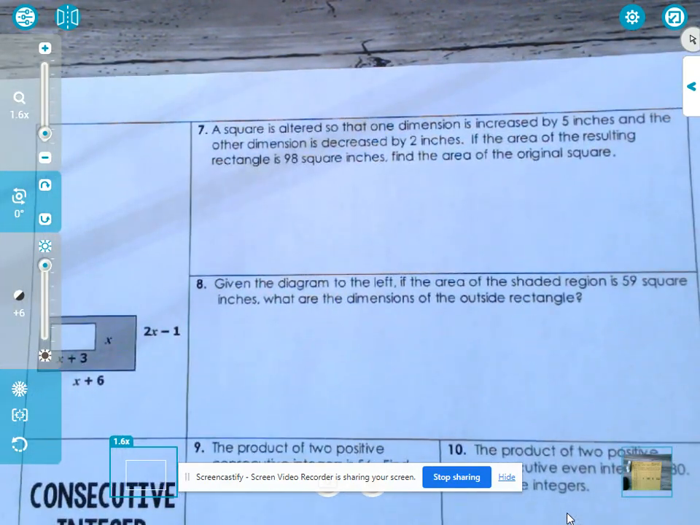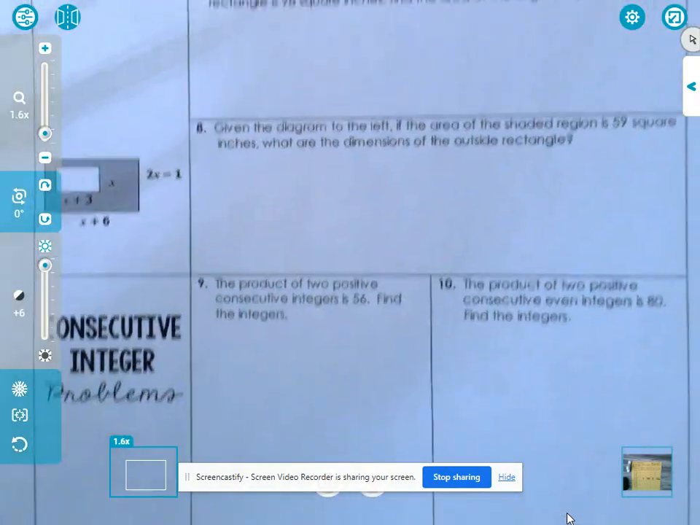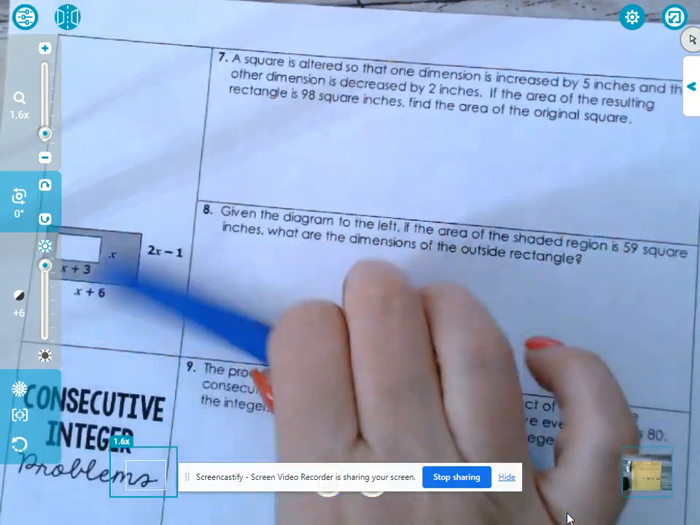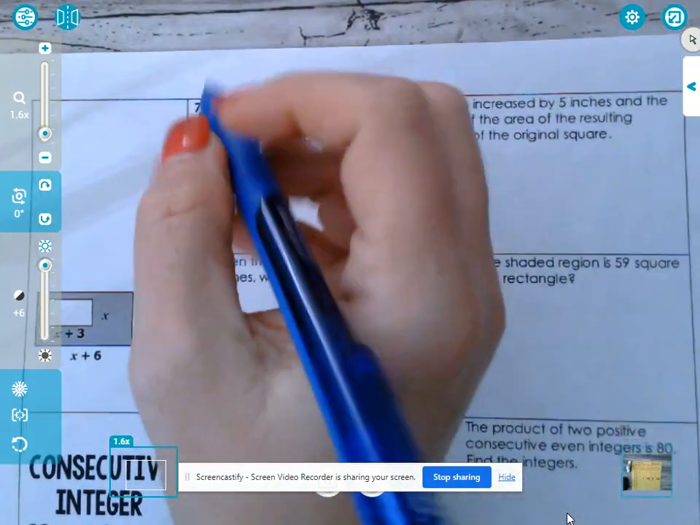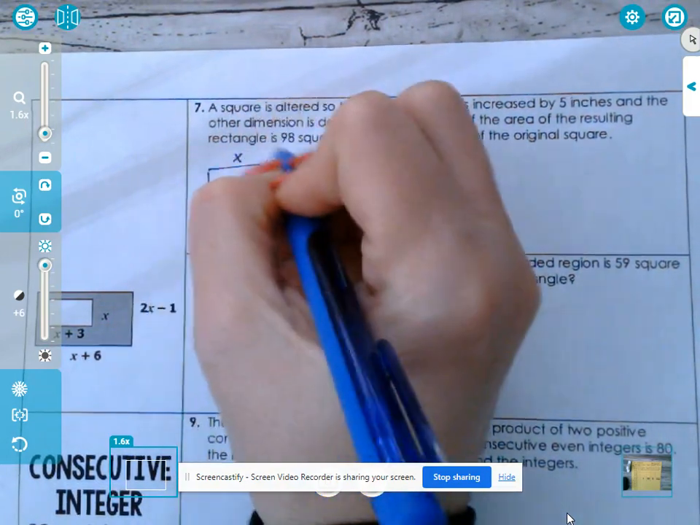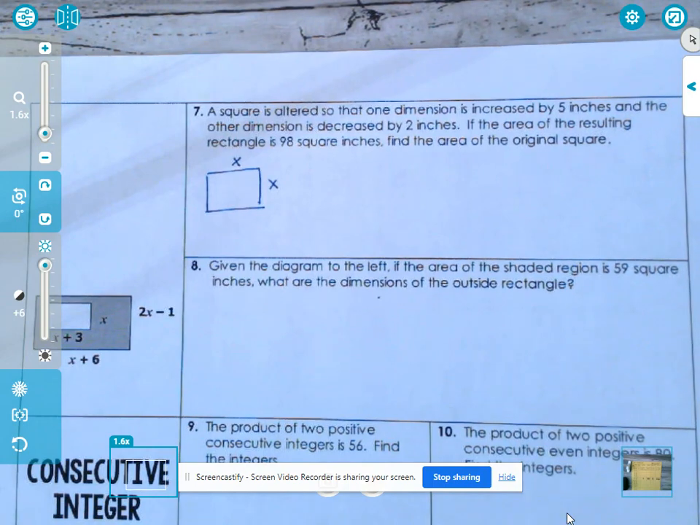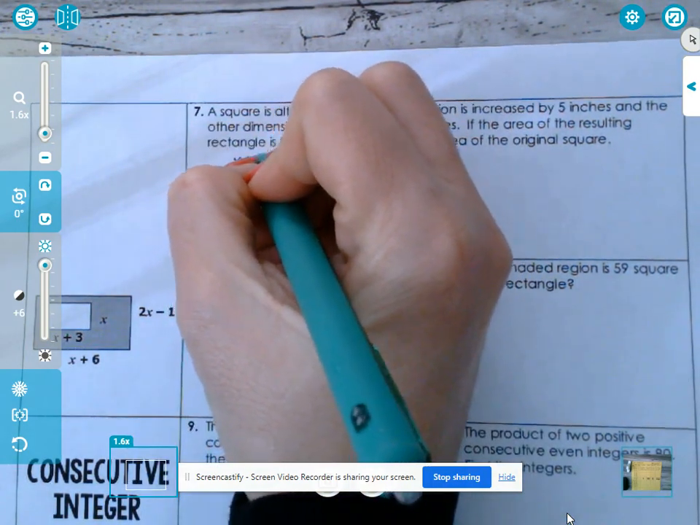All right, so get a little bit more difficult. All right, a square is altered. So square, first of all, it's our main thing. So we're going to draw us a square. Remember, square has all sides are the same, and we don't know those sides, so I'm going to make them both x.